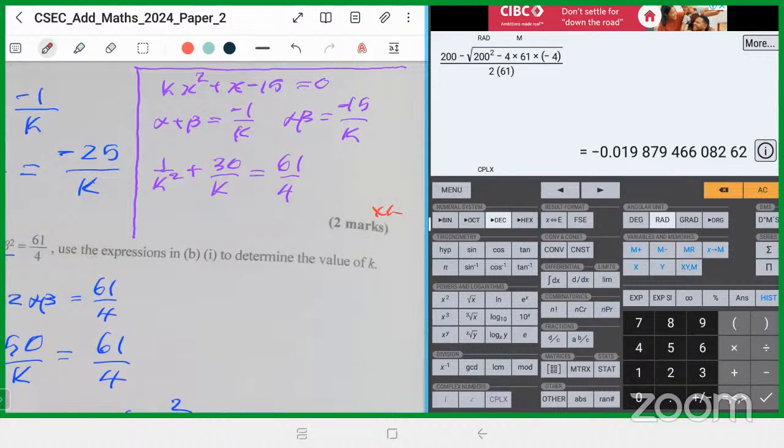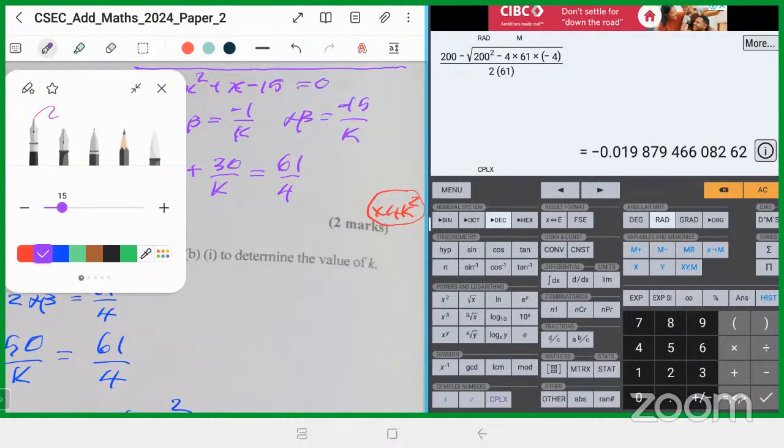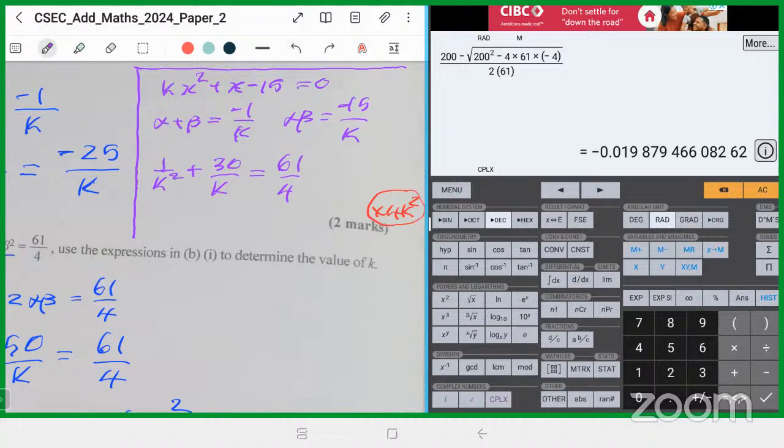Multiply through by 4k squared. This would have become 4, just the same, but this would have become 120, 4 times 30 is 120, times k. And then this would have become 61. That would have been the equation. You know, that's what they wanted to do. Crazy! I left off a k squared. It's supposed to be 61 k squared, right?